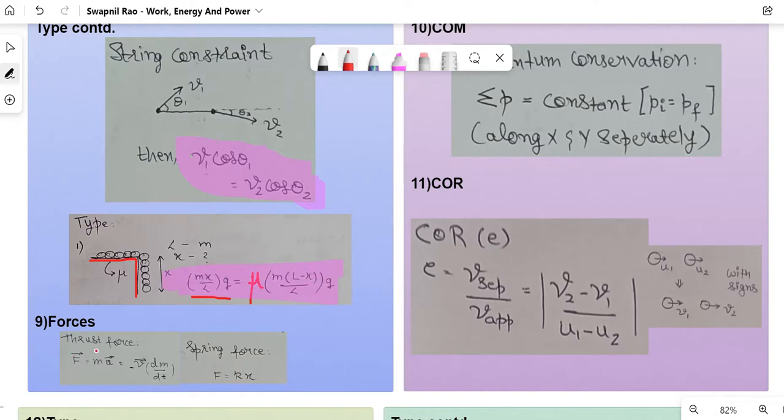Next, a few forces which I had not mentioned in the previous lecture, so I thought I'll cover them over here. One would be spring force, which is F equals kx, where k is the spring constant, and the other one over here is thrust force.